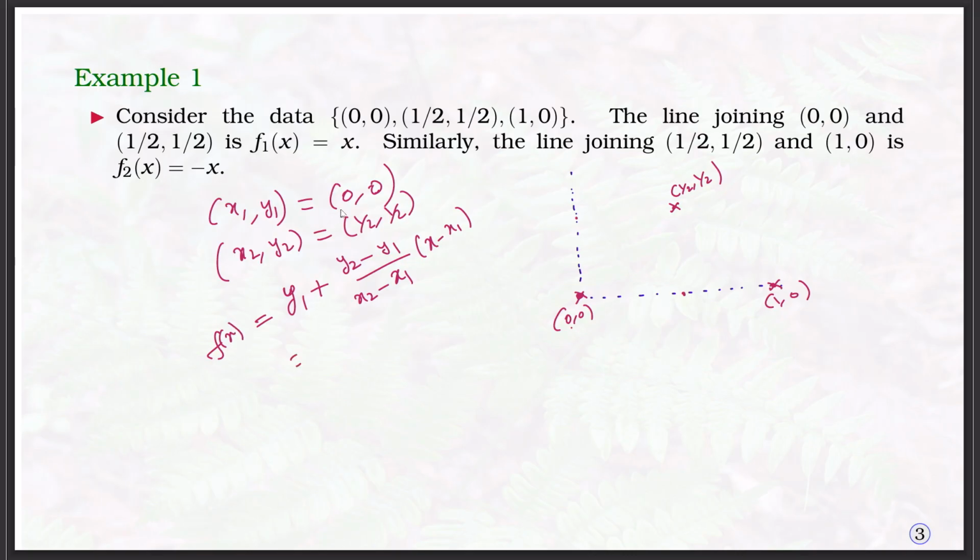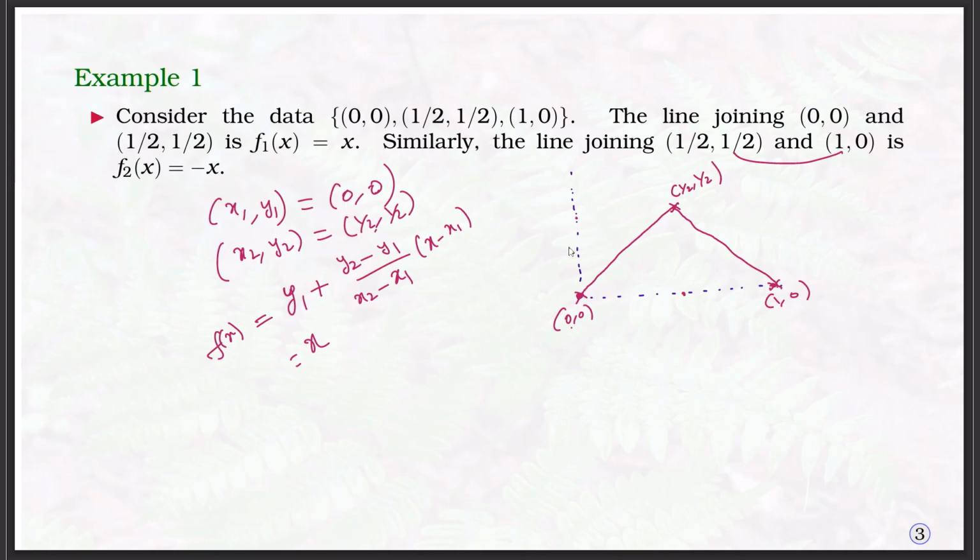So, y 1 we can get 0 and x 1 is also 0. So, this term is x, y 2 minus y 1 is 1 by 2, x 2 minus x 1 is 1 by 2, this will cancel, and one can get y equal to x. So, this is the line, one can get 0, 0 to 1 by 2, this straight line. Similarly, applying the same formula on these 2 points, one can get the line joining these 2 points.